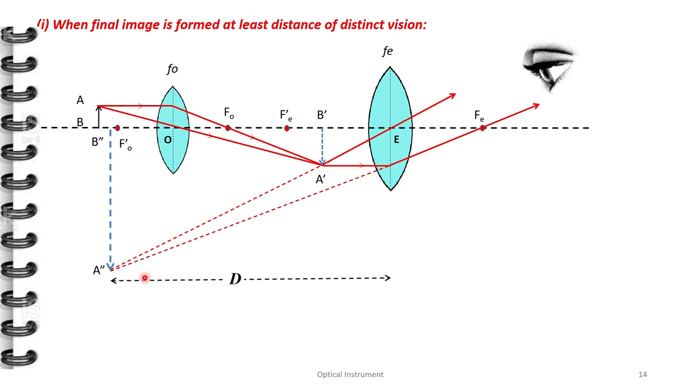A'' B'', the image which is obtained at a distance D, which is the least distance of distinct vision. AB is kept at a distance UO. A' B' is obtained at a distance VO from the objective lens. A' B', which is the first image or an object for the eyepiece, is at a distance UE from the eyepiece.